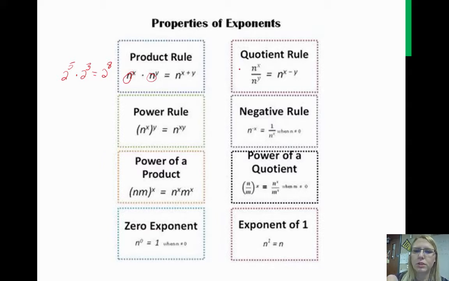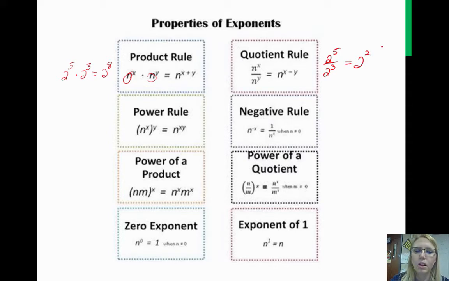The quotient rule is like the product rule, but we're dividing this time. And so instead of adding the exponents, we're subtracting them. So notice it's x minus y. If I took the same ones that I had over to the left, 2 to the 5th over 2 to the 3rd, this would be the same as saying 5 minus 3, so it would be 2 to the 2nd.